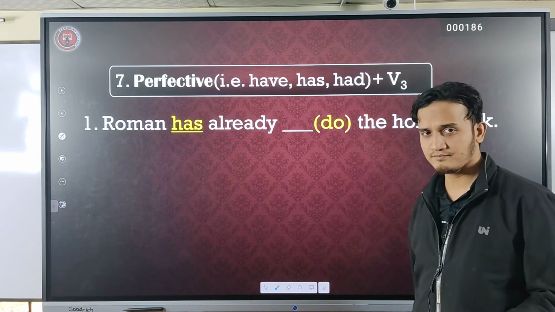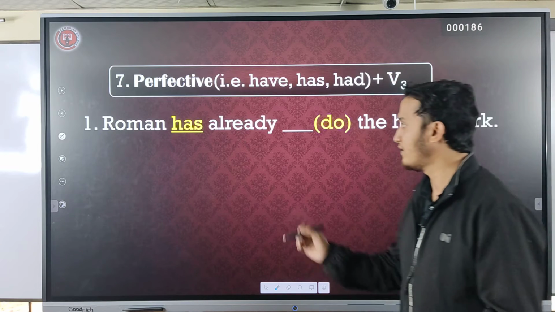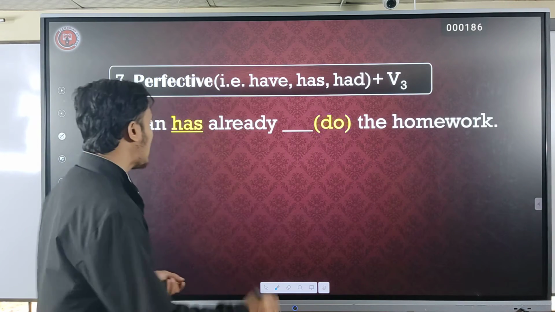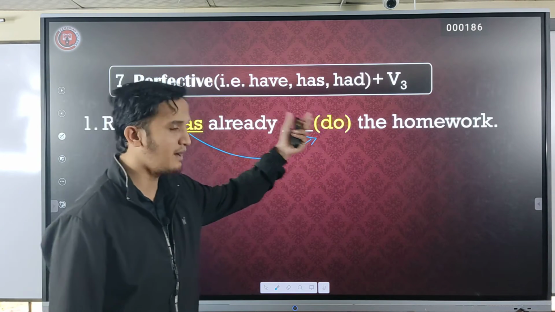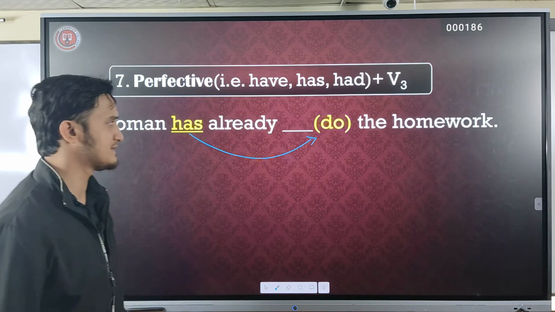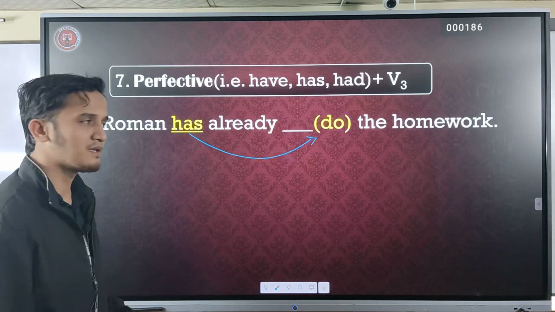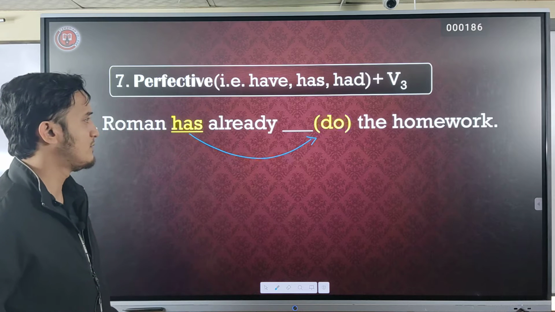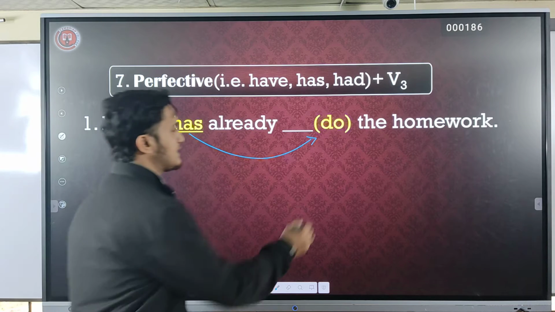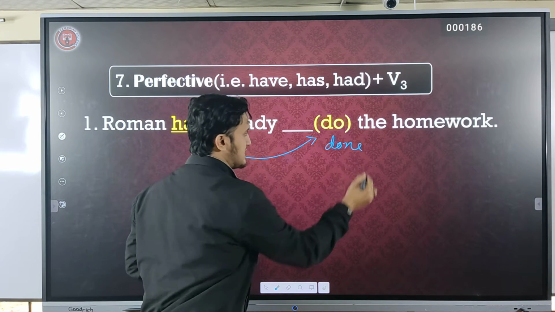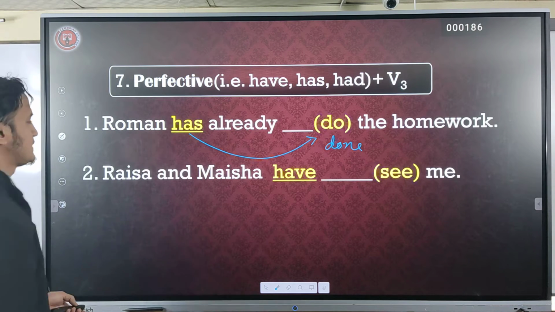For example, as a sentence for you, Roman has already. So there is the word has, the perfective form, and there is another verb for you, the main verb, or the problem verb, do. We have to transform this verb into past participle form. Roman has already. So what can we write? Done the homework.